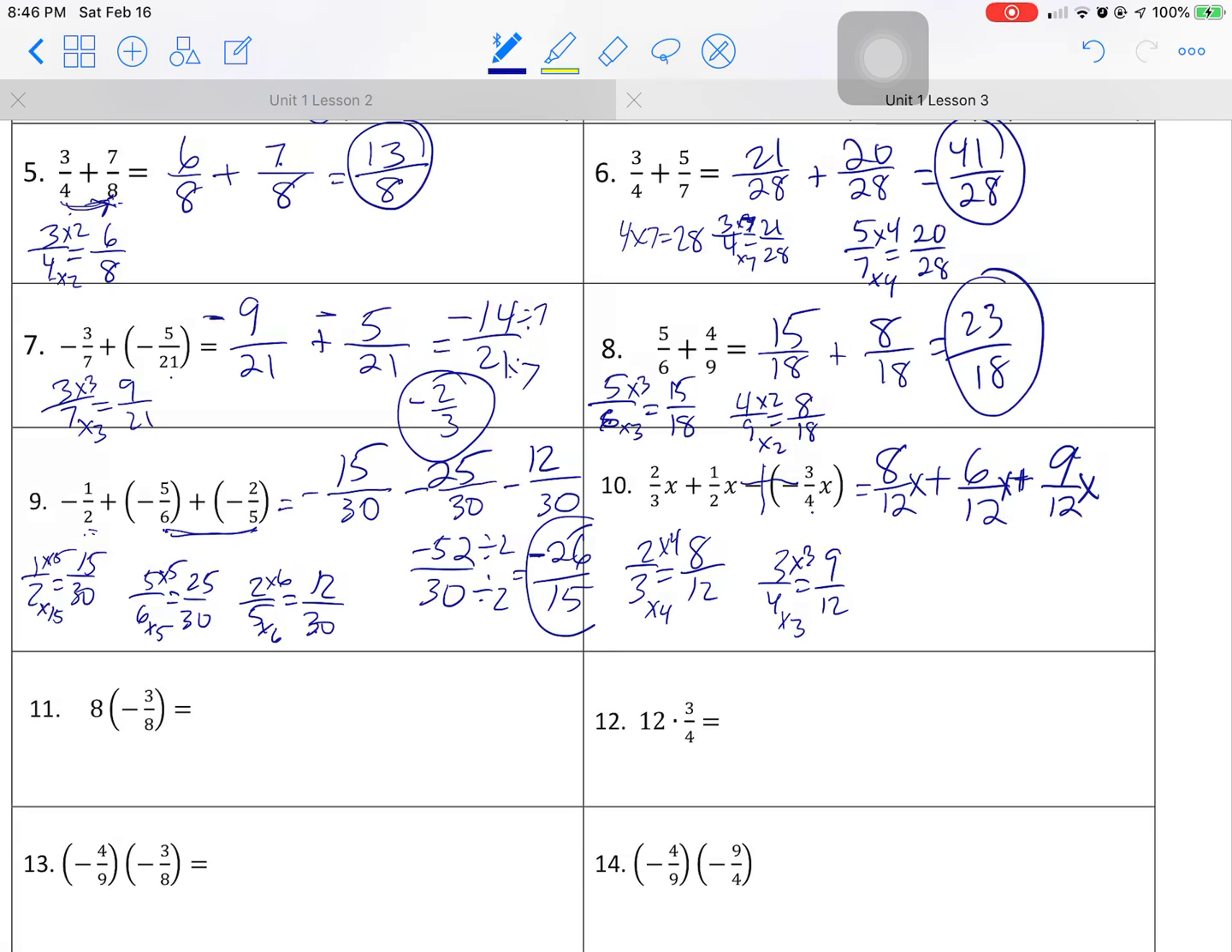So 8 plus 6 plus 9 is 23 over 12. And it looks like I dropped my X on the key as well. That should be my final answer on the key. Let me write that down. Little X in there that I forgot. And that should be 12 as the LCD.